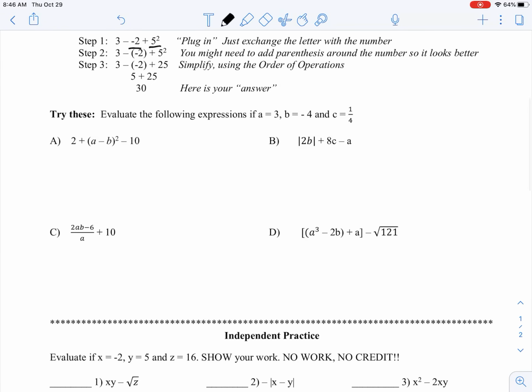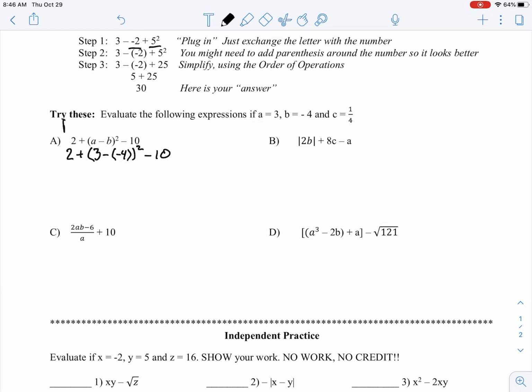So we've got a couple examples here. We want to evaluate the following expressions if a equals 3, b equals -4, and c equals 1/4. So first things first, we need to plug in our values. So a is 3. 3 minus, and then we've got -4 squared. So that whole quantity squared there, and then minus 10.